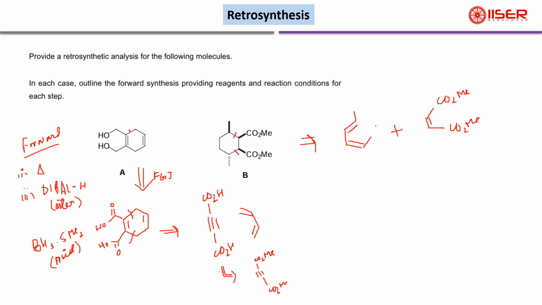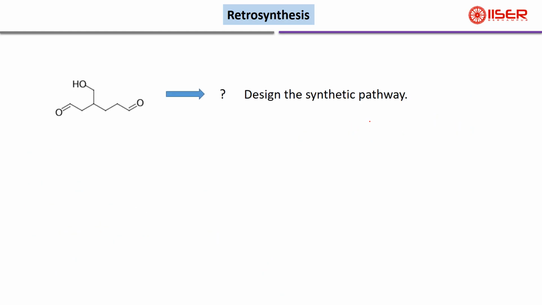But for simplicity, in the substrate both the CO2 Me groups are in the same plane, so they have drawn them in the same plane. As this one is above and that one is below, if one is going outside, the other will go inside because they are trans to each other. This is for simplicity, I am just drawing it this way. So this is the last question.